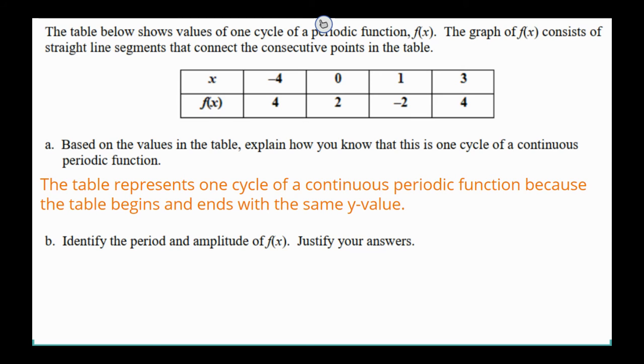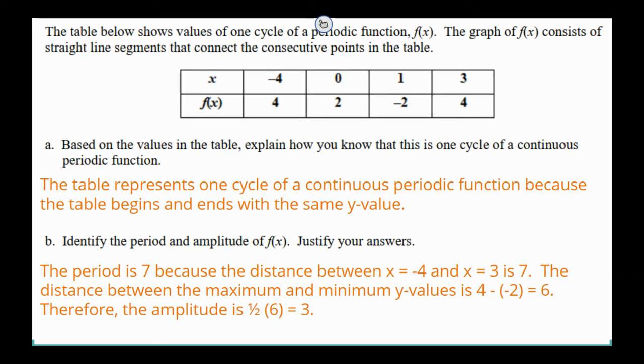Okay, so does the period come from your x values or your y values? Period is talking about your x values. So how many x values are between -4 and 3? 7 of them. Yep, 7 of them. Okay, amplitude, does that come from your x values or y values? Y values. And it's from your smallest one to your largest one? So it's 6? No, 3. How'd you get 3? Half of 6.